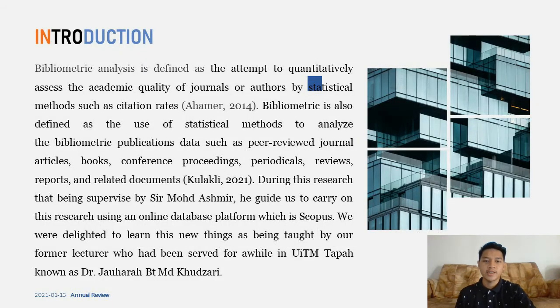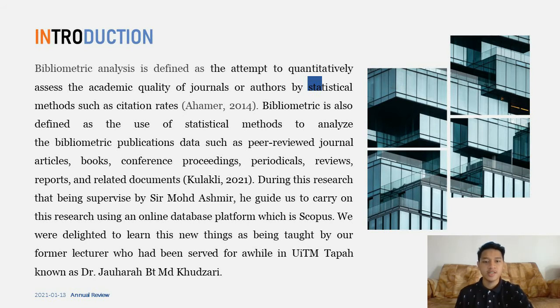For the introduction, bibliometric analysis is defined as the attempt to quantitatively assess the academic quality of journals or authors by statistical methods such as citation rates. Bibliometric is also defined as the use of statistical methods to analyze the bibliometric publications data, such as peer-reviewed journal articles, books, conference proceedings, periodicals, reviews, reports, and related documents.